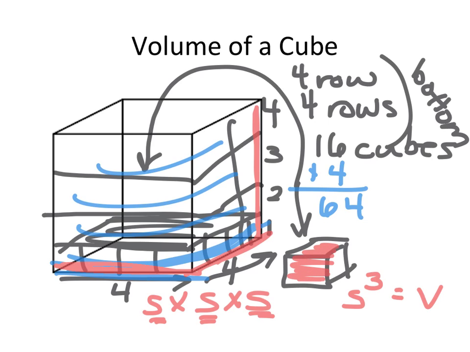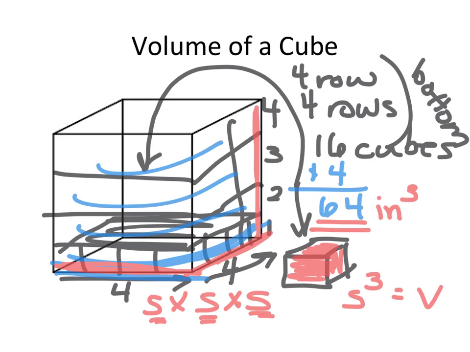So what would our label be? We have 64 what? We have 64 inches cubed, if they're inches. Why are they inches cubed? Why are they cubic inches? Because they look like a cube and they are an inch on every side.